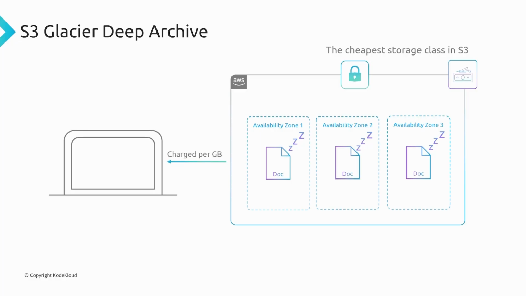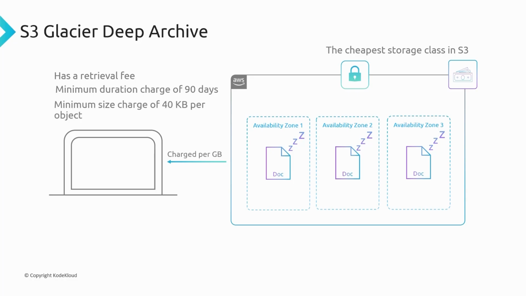You're going to be charged per gigabyte egress, just like all the other storage classes. It's going to have a retrieval fee, a minimum duration charge of 90 days, and a minimum size charge of 40 kilobytes per object. Now, the options to retrieve are standard, which is 12 hours, or bulk, which is 48 hours. So it's going to take the longest to retrieve these files. That is also why it's the cheapest.